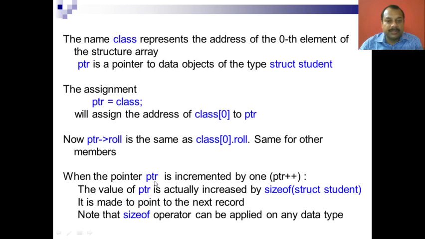When the pointer ptr is incremented by 1, the value of ptr is actually increased by the size of struct student. Now please note, this is also similar to the previous one.